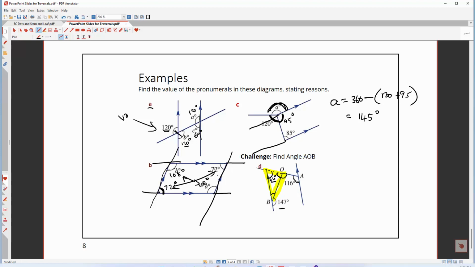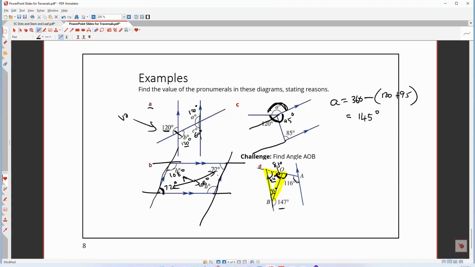Now I know that this is 147. We're on a straight angle here, which means I need to get to 180 from 147. So that's going to be 33 degrees. I'm just doing this mentally, you guys feel free to use the calculator. Now let's get this angle here. I know that 64 and 33 equal 97. That means this angle here, from 97 to get to 180, is going to be 83 degrees.